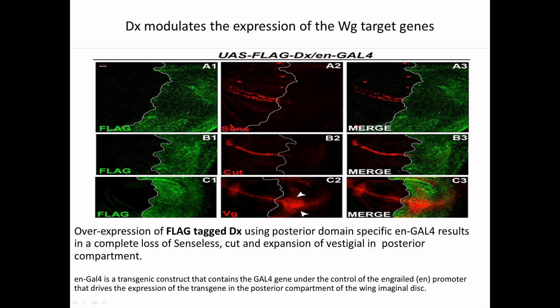Image C3 shows the expression of vestigial on the anterior region, and on the posterior region, the vestigial is expressed in a greater amount. All these images together conclude that whenever the flag tag Deltex is expressed, the expression of sense, cut, and vestigial are reduced.